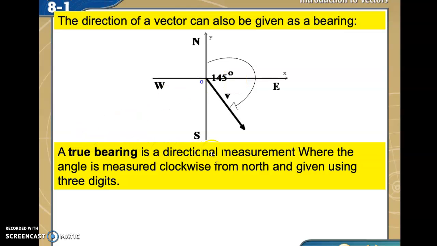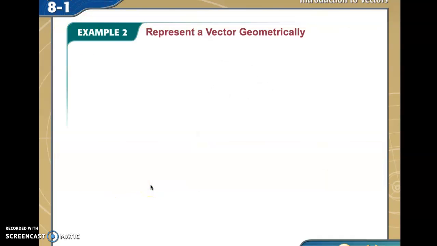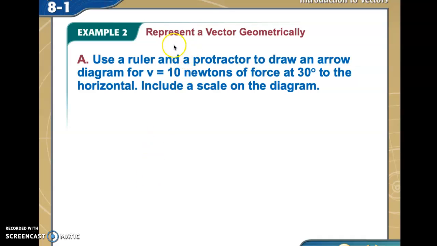A true bearing is a direction measurement where the angle is measured clockwise from north and given using 3 digits. So, to represent a vector geometrically, use a ruler and protractor to draw an arrow diagram for V equals 10 newtons of force at 30 degrees to the horizontal. Include a scale on the diagram.